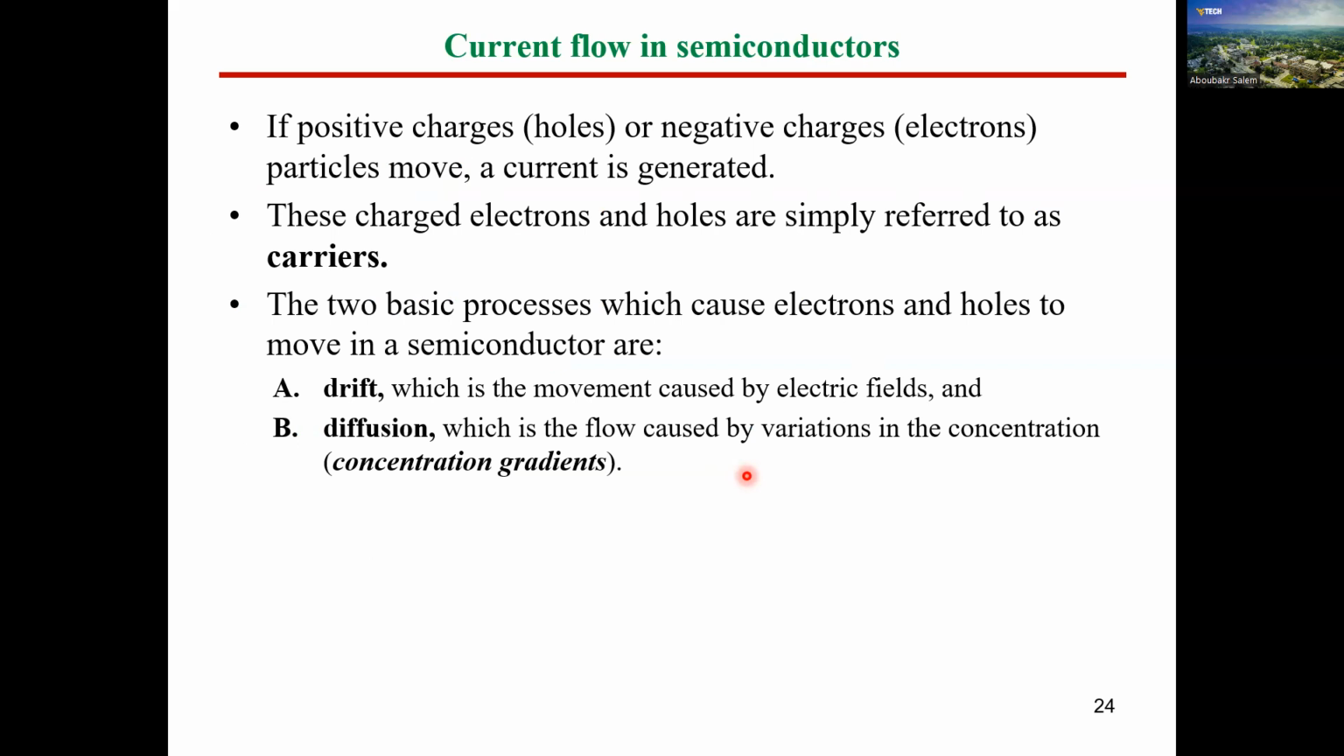Now, we got the point of the meaning of intrinsic and extrinsic. Let's move to another part now, guys: how a current can flow in a semiconductor material.